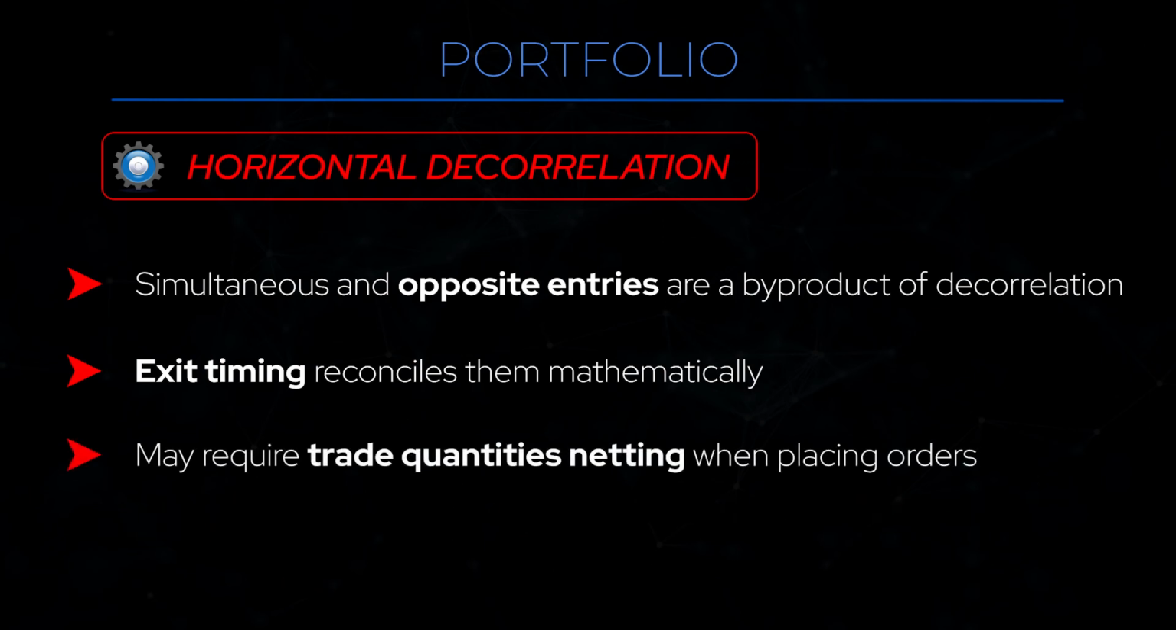For example, if System A asks you to buy 100 shares of XYZ at the close and System B asks you to sell 120 shares at the close as well, you will have to net your trades and simply short 20 shares at the close.